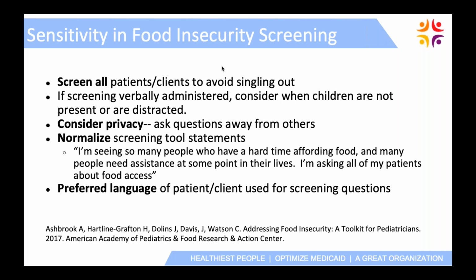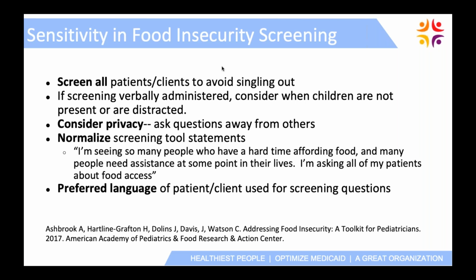You can't necessarily see food insecurity. So it's really important to make sure that you look beyond any potential biases that we all carry to screen all patients and clients. If you are screening verbally, make sure to be sensitive to children that might be hearing that screening. Either do so when children are not in the room, or maybe they're distracted by something, so that parents won't feel uncomfortable about talking about these issues in front of their kids who really should not have to worry about food being on the table or not.